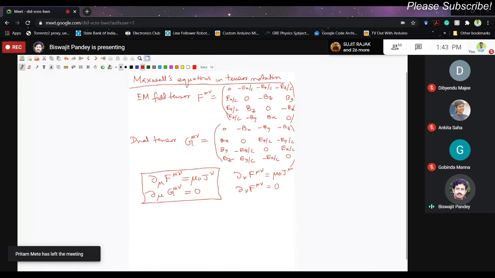Again, field tensor is field tensor. It has only 6 independent, distinct components, right? Which one is minus and which one is plus, it is finally antisymmetric. So whatever form you choose, you will get identical results. The only thing you have to be careful about is this μ and ν.